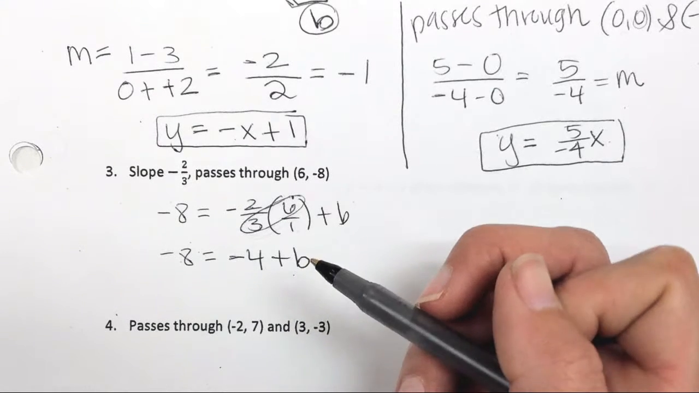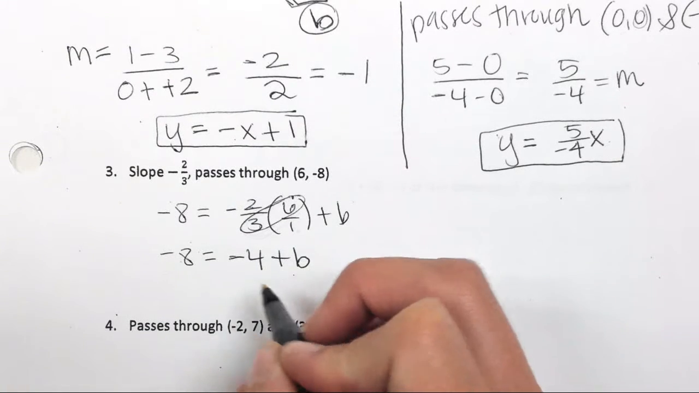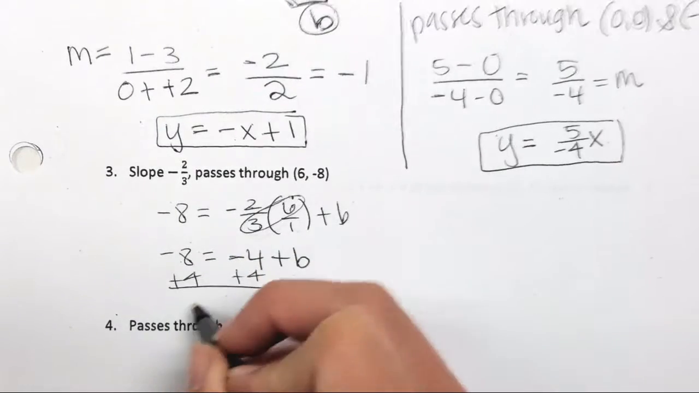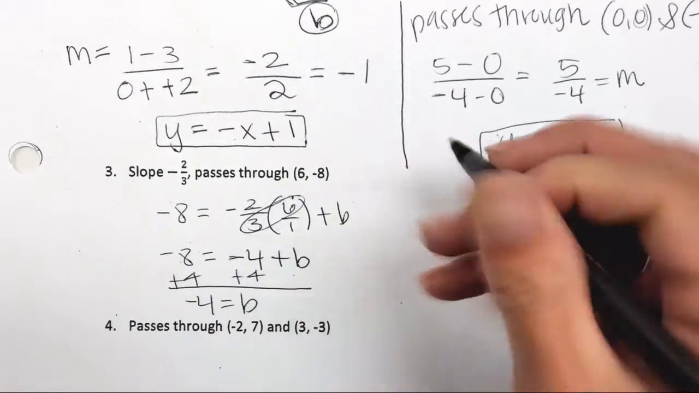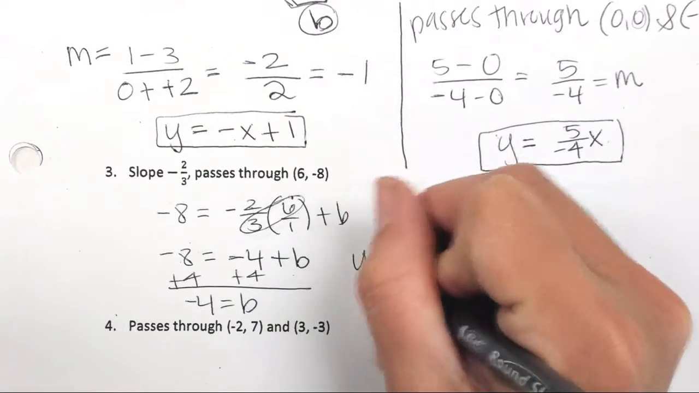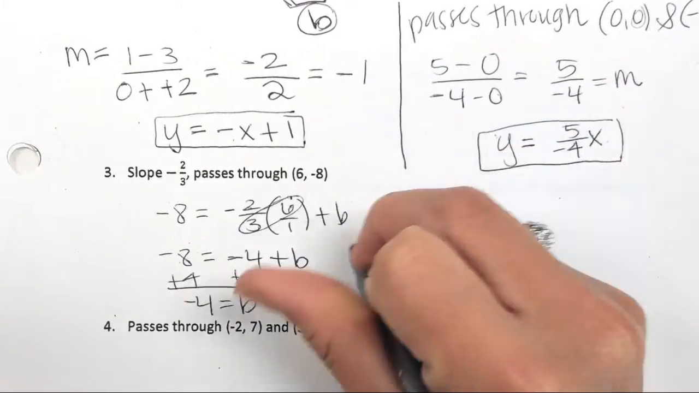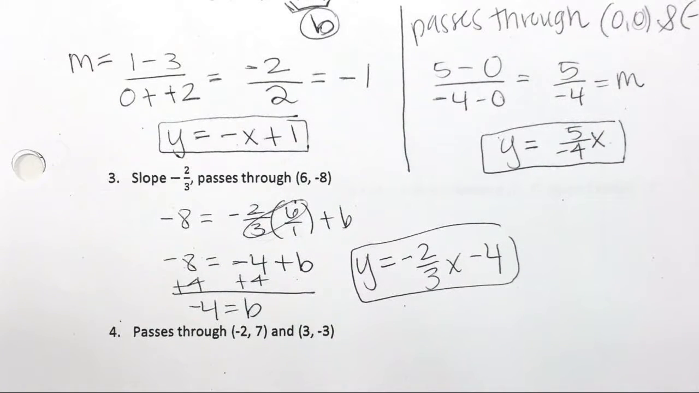Alright. So from here, Mackie, what would you do? Oh, then you have to add 4 to both sides. And you get -4 equals b. And then the equation was y equals -2 over 3x minus 4. Very good. Any questions on that one? Everybody feels good about those?